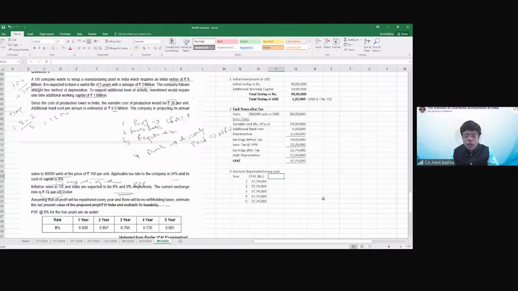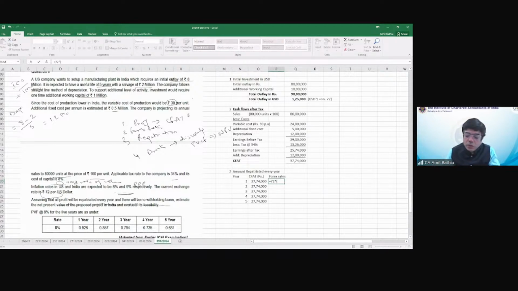Now I need to calculate over here. Remember, repatriation is happening every year. So I need to calculate over here what will be the forex rates. So what was my original forex rate? 72 rupees, right? Yes, sir. 72 rupees. So rupees in the numerator.